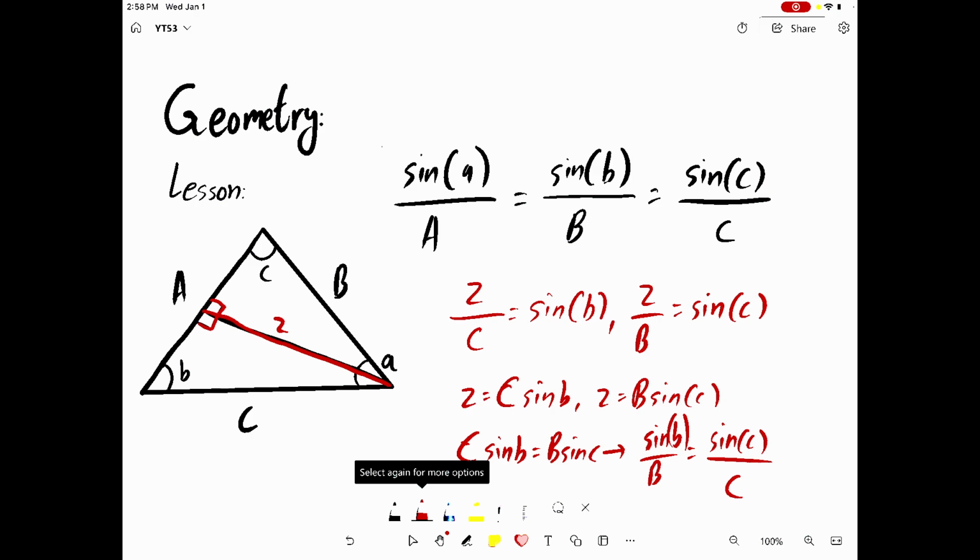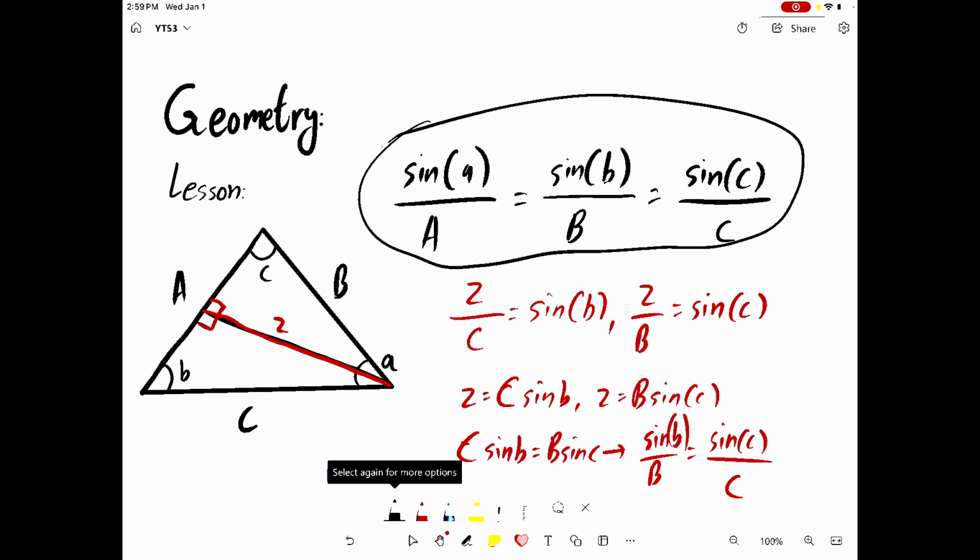And since we have sine A is equal to sine B and sine B is equal to sine C, that proves the theorem on the top. And I think that's a pretty good proof. I really like this proof. It's quite simple, it's easy to understand, and it doesn't use as much trigonometry.